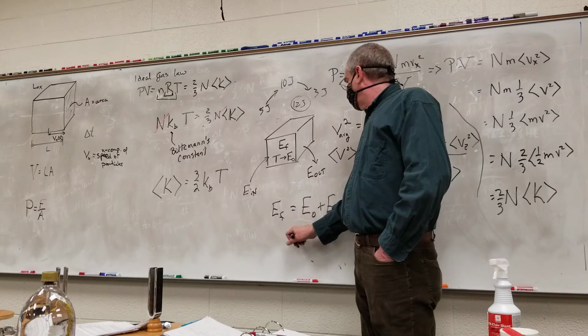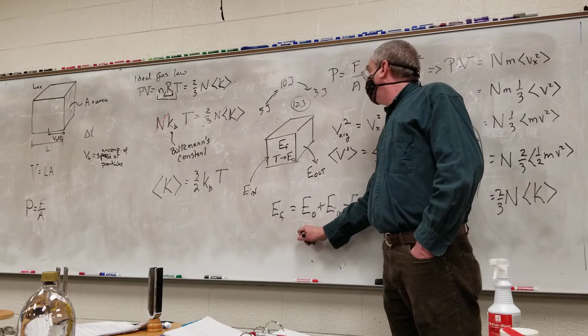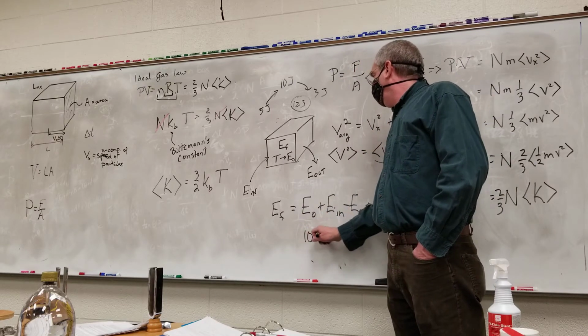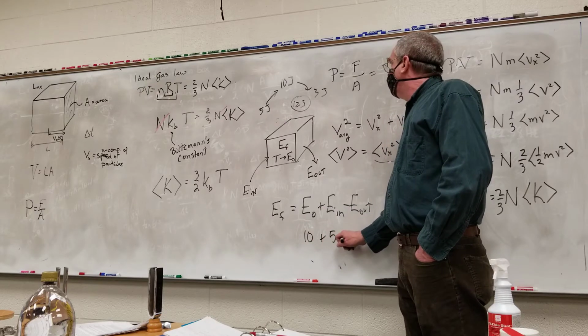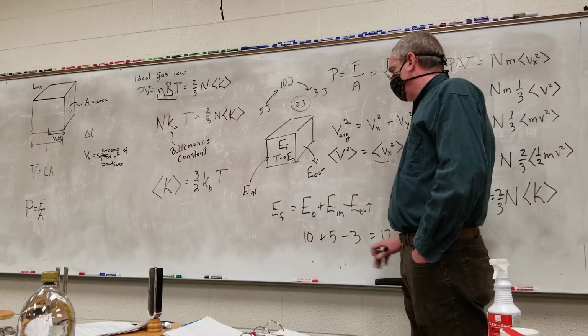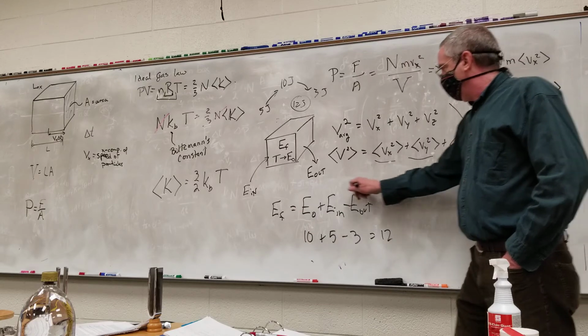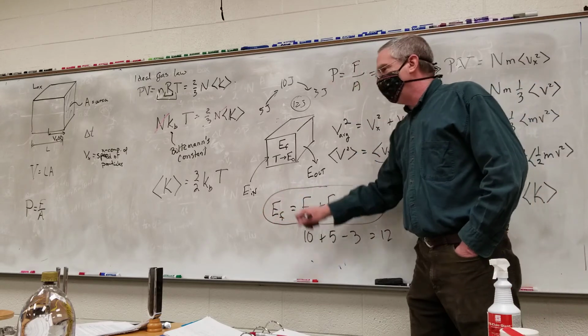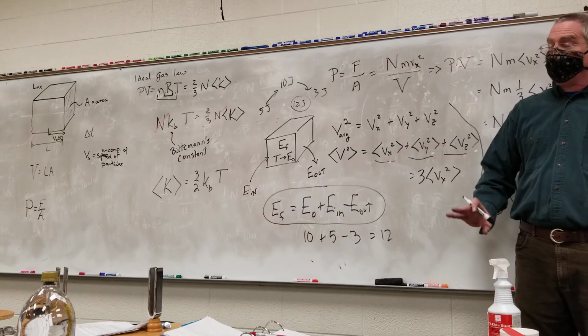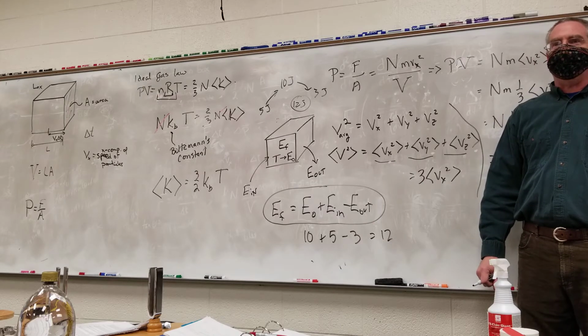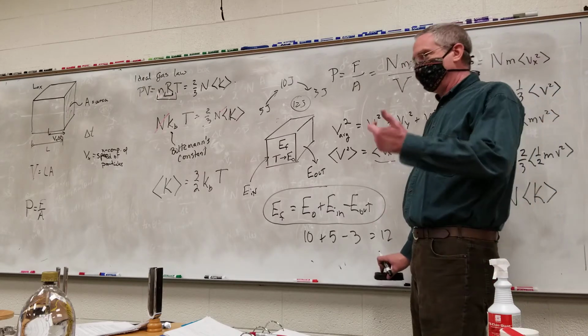And so this should be energy in, our original energy 10 plus 5 minus 3, which is 12. All right, so it works out. Now, this right here, not earth-shattering, but we can make it look a lot more complicated. And that's what we call thermodynamics.